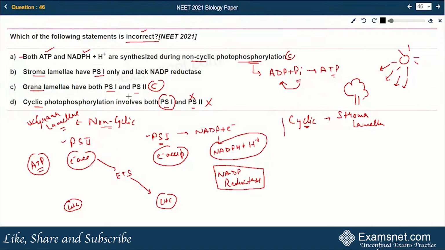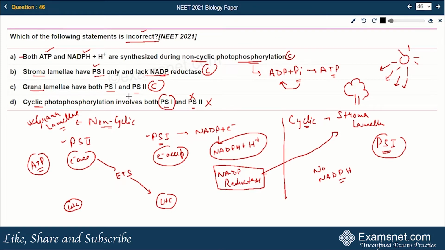Okay, now what happens in case of cyclic? Here only PS1 is functional and not PS2. Okay. Also, there is no NADP reductase enzyme in the stroma lamellae. Therefore, no NADPH is formed. Okay. So, option B is also correct because it has PS1 only and it lacks NADP reductase enzyme. So, the only incorrect option we found out is option D. So, it will be the correct option here. I hope you understood this.